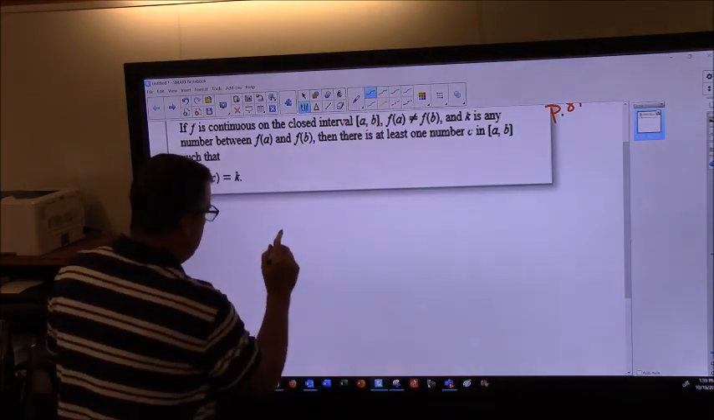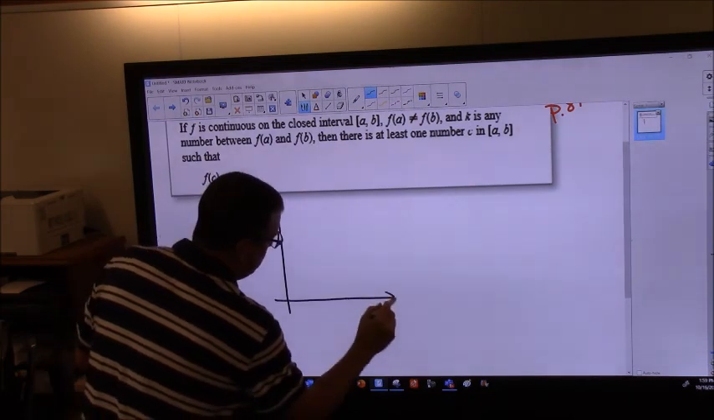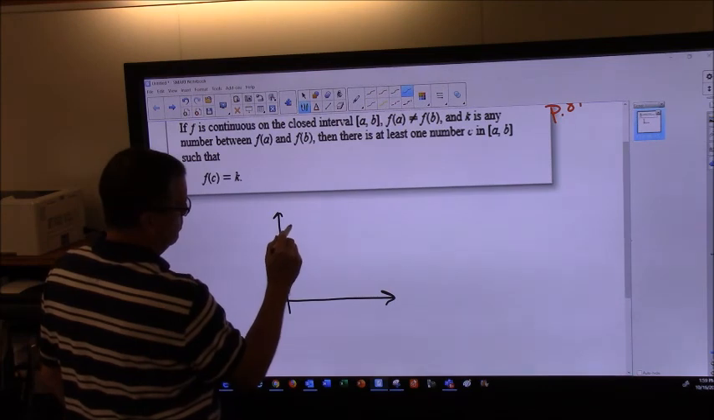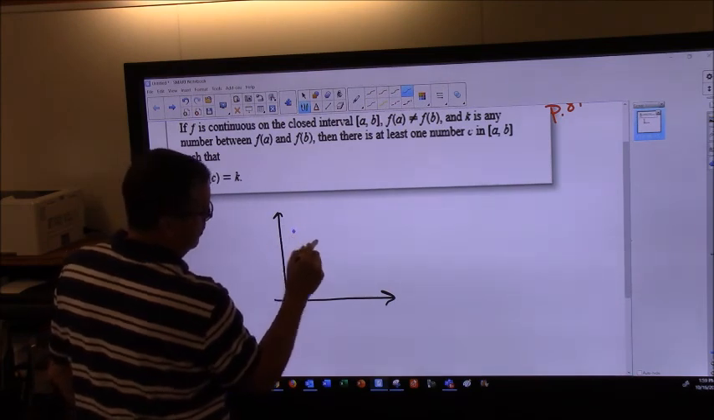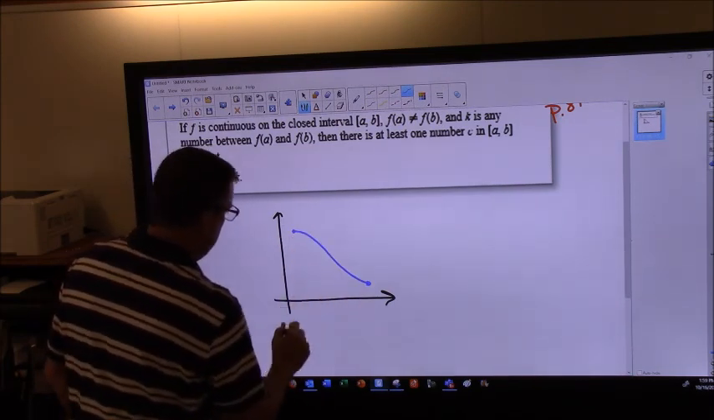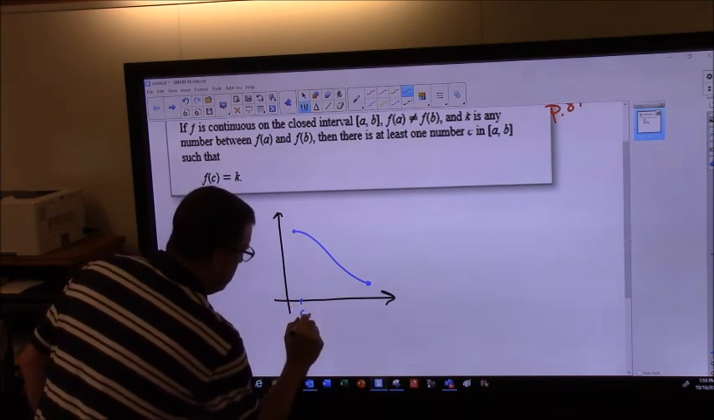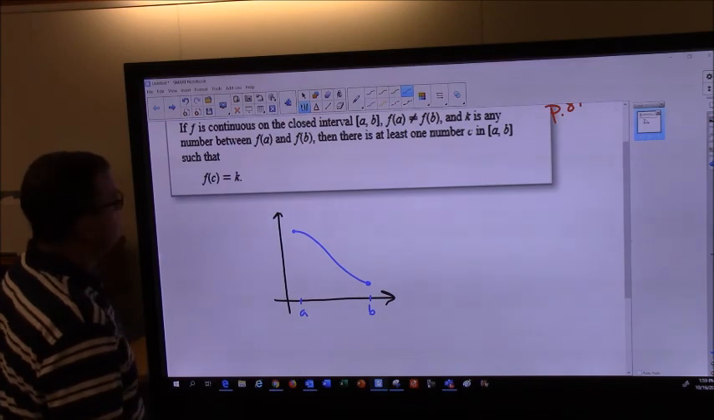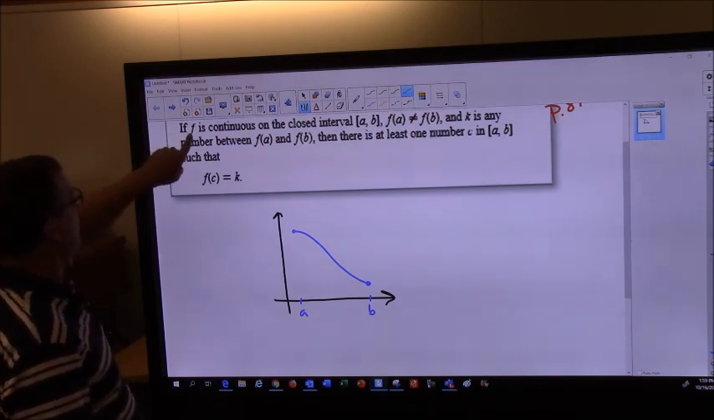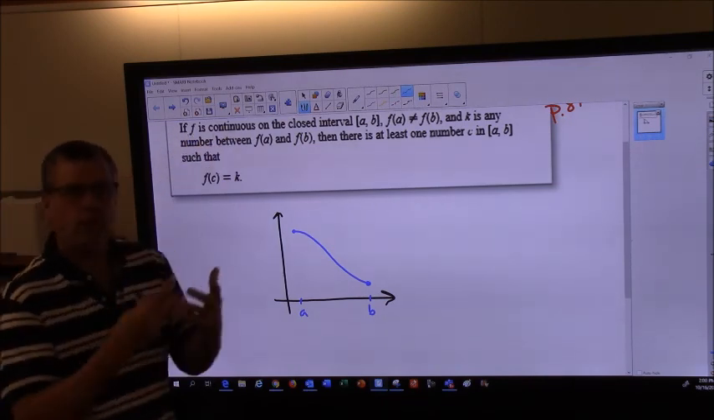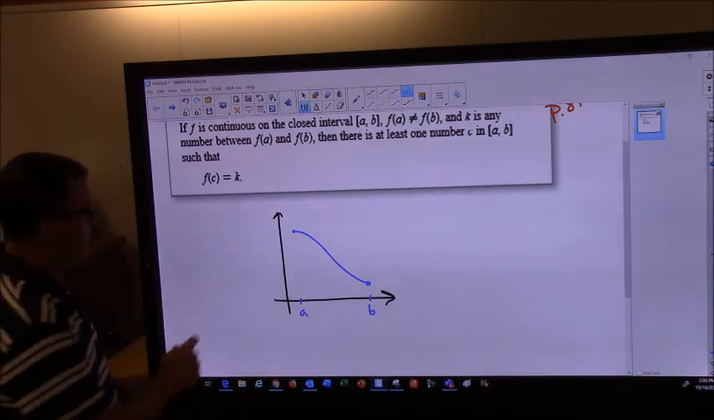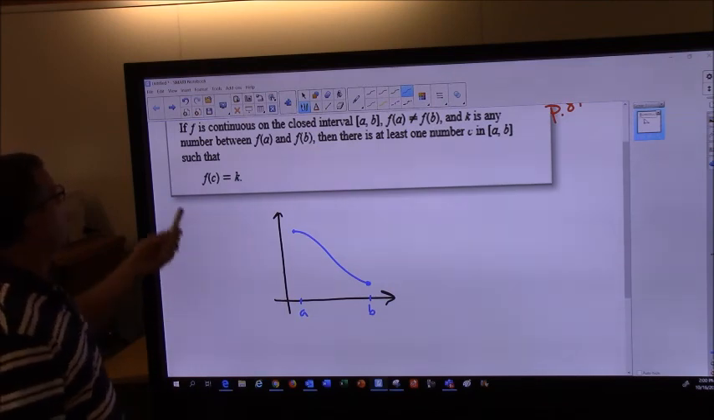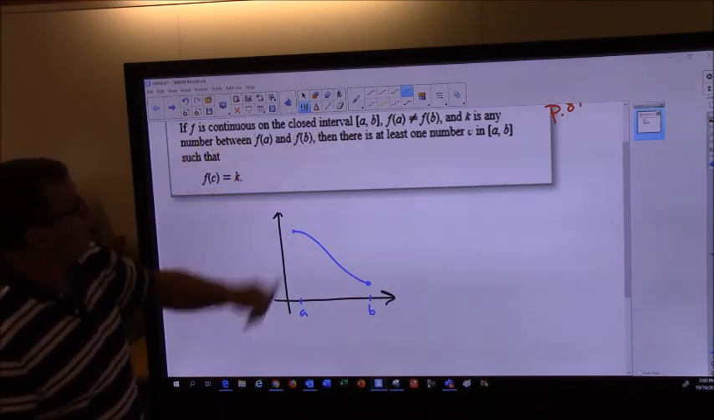So I've got an xy axis, and I've got some function, starts here and goes down to this point here, and this is the value a, and this is the value b. So the first thing I read here, it says if f is continuous. We now know what continuous means, right? I can draw this curve without picking up my pencil. There's no breaks in it. On the closed interval a to b.